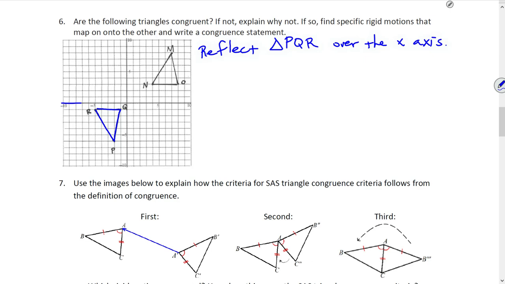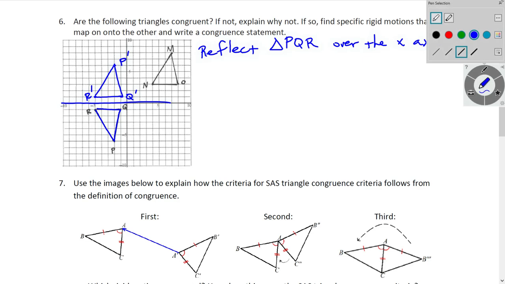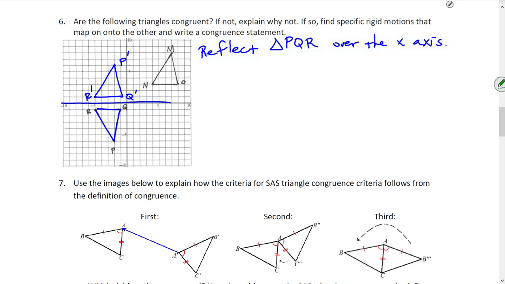So this is my x-axis, R prime is here, Q prime is here, 1, 2, 3, 4, 5, 6, 1, 2, 3, 4, 5, 6, this point right here is P prime. So I have this right here as my reflection. Okay, notice that it looks the exact same. I just need to translate it by the end. So that leads me to my next rigid motion, is I will translate.